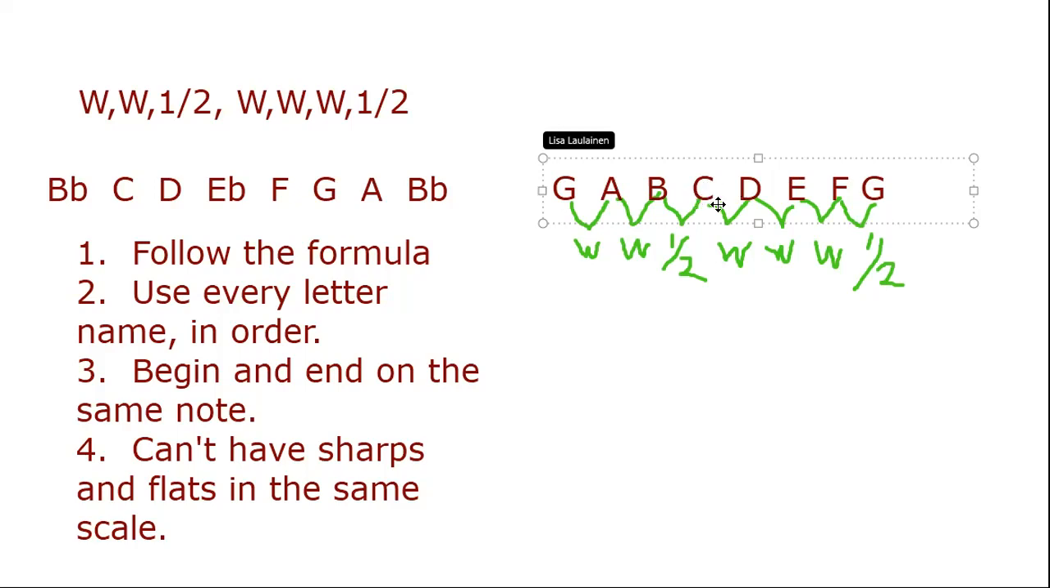C to D is a whole step. D to E, there's D sharp or E flat in between, so we know that that's a whole step. Between E and F is only a half step. Our formula states that we need a whole step, so we need to change this F to be farther away from that E. How we do that is we just raise it a half step, so it will be F sharp. And then in between F sharp and G is a half step because there's nothing between. All right.